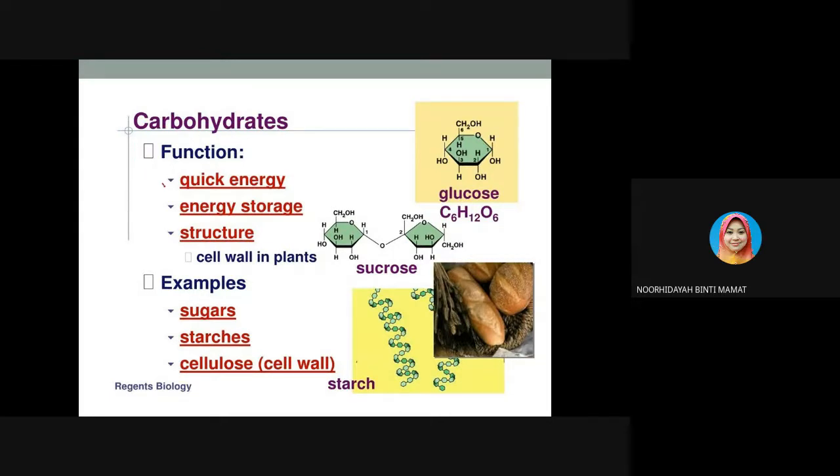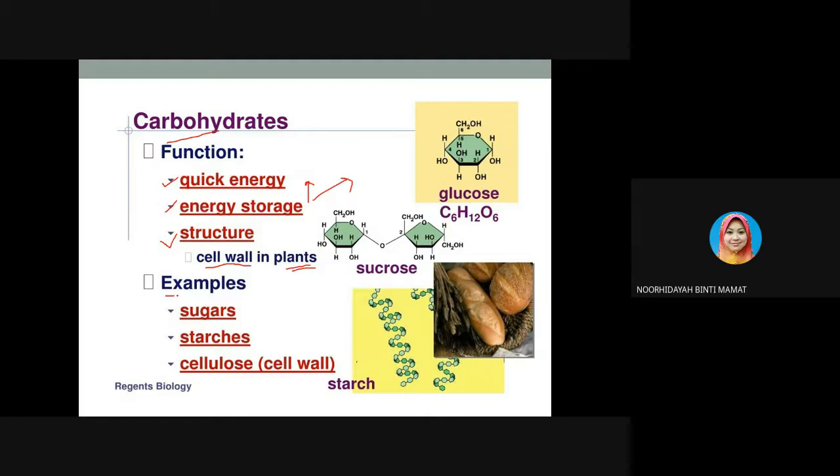Just now I was talking about the functions of carbohydrates. They can serve as energy, and they can act as energy storage, either in humans, animals, and also in plants. Besides serving as energy storage, they give quick energy to living organisms. Carbohydrates are also important in structure. They give structure to organisms, such as acting as the cell wall in plants. So these are the functions of carbohydrates.